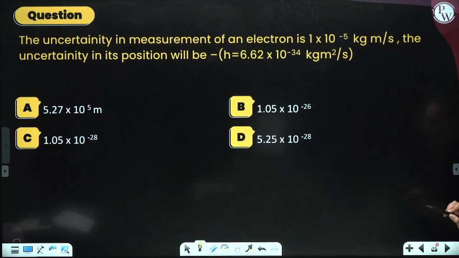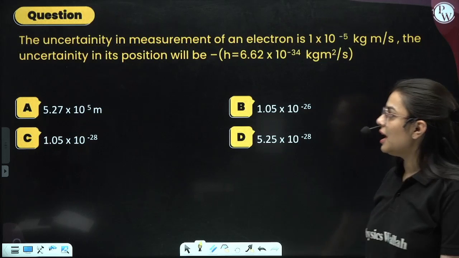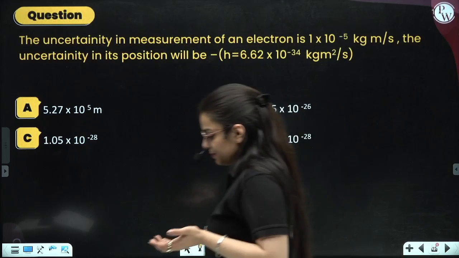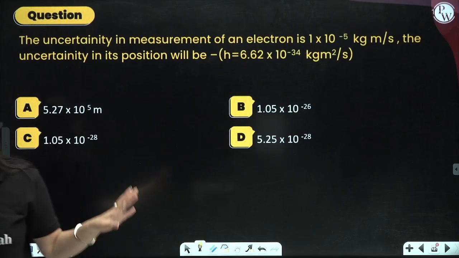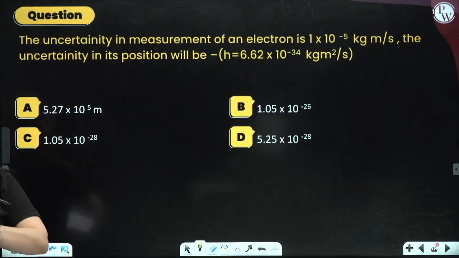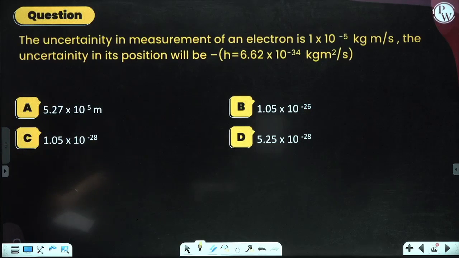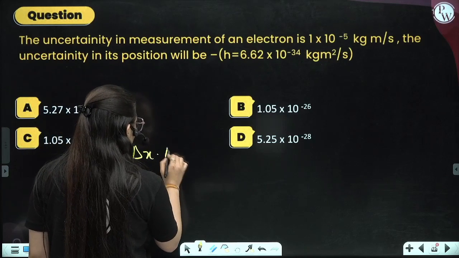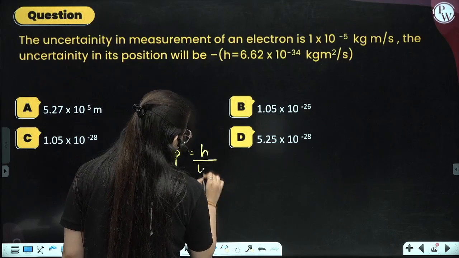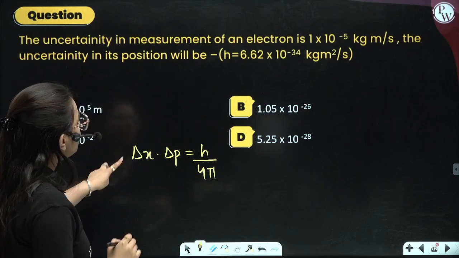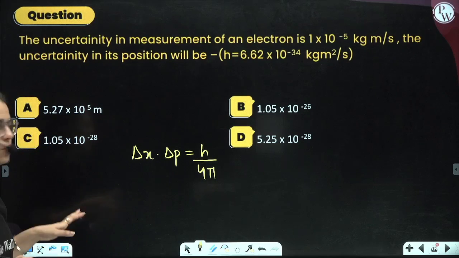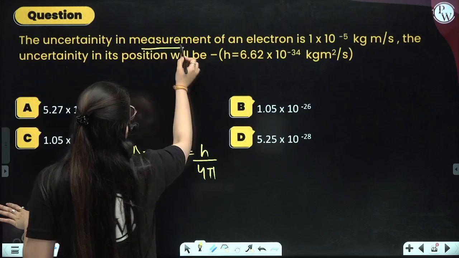Great. Now students, the next question basically is: the uncertainty in measurement of an electron is this much. The uncertainty in position will be what? Uncertainty in measurement is given to you, but you need to find out the uncertainty in position. This is the same formula based question, and I want you all to find its answer. What is the formula, ma'am? Delta x into delta p is equal to h by 4 pi, right? Delta x you need to find out. Here it is not measurement, here momentum will come, okay?